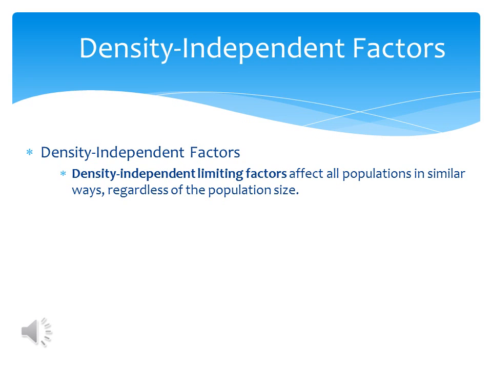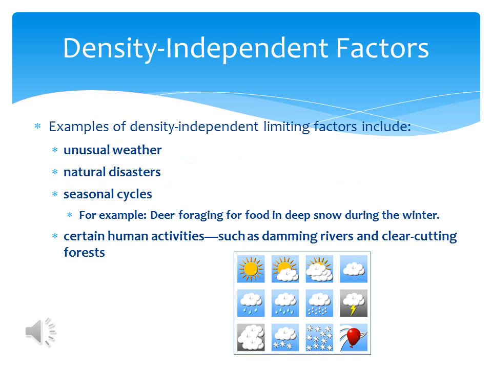Density-independent factors. Density-independent limiting factors affect all populations in similar ways, regardless of the population size. Examples of density-independent limiting factors include unusual weather, natural disasters, seasonal cycles, for example, deer foraging for food in deep snow during the winter, and certain human activities such as damming rivers and clear-cutting forests.